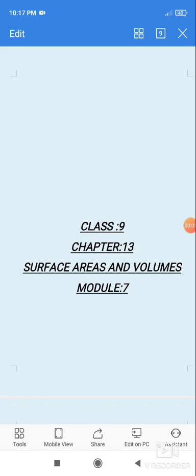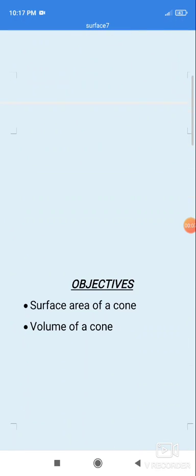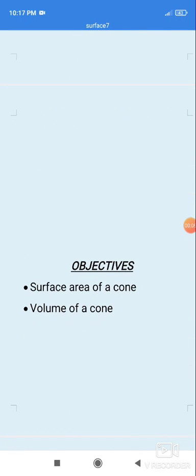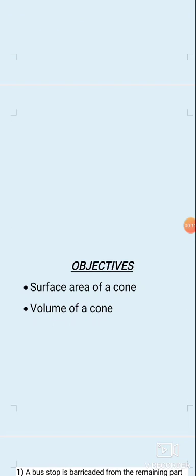Class 9, Chapter 13, Surface Areas and Volumes, Module 7. Objectives. In this module, you will learn about surface area of a cone and volume of a cone.